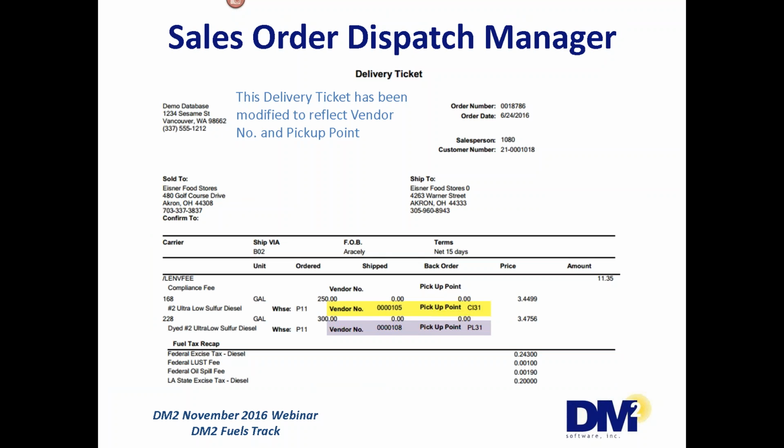This is an example of pulling an existing sales order into Sales Order Dispatch Manager. The blue font on the item and the quantity indicates that this is a sales order. The appropriate supplier and pickup point can then be assigned, and the sales order can then be updated.